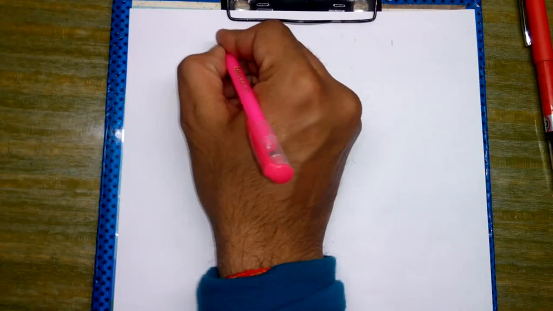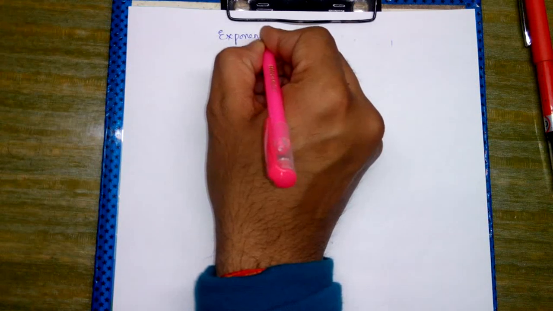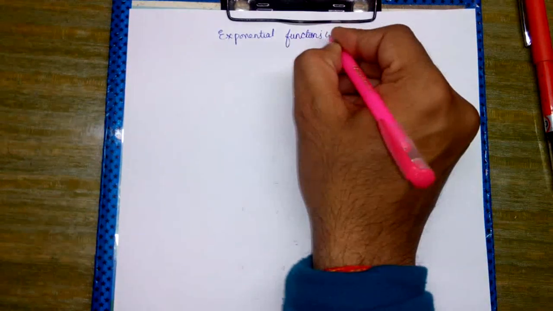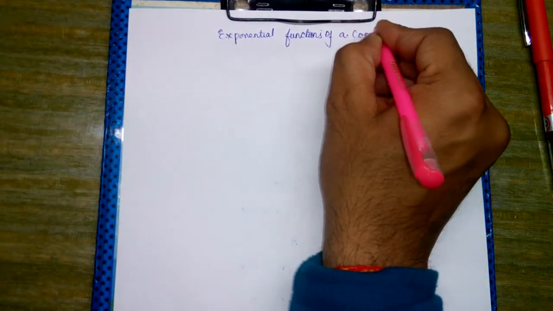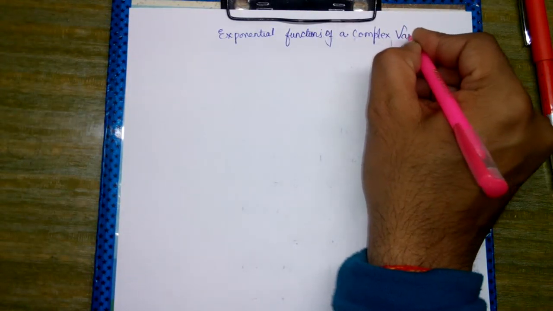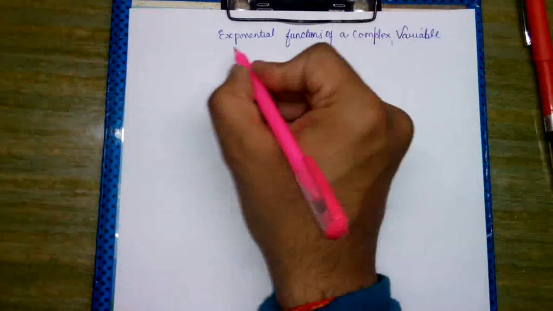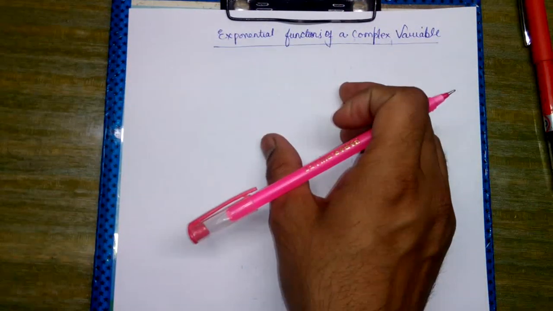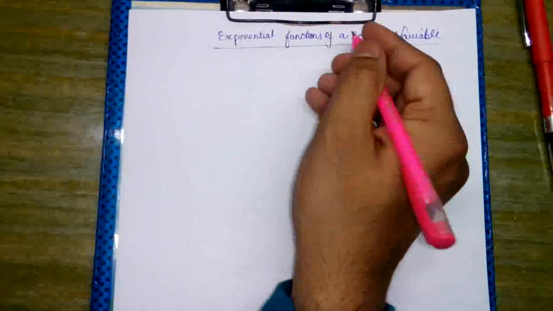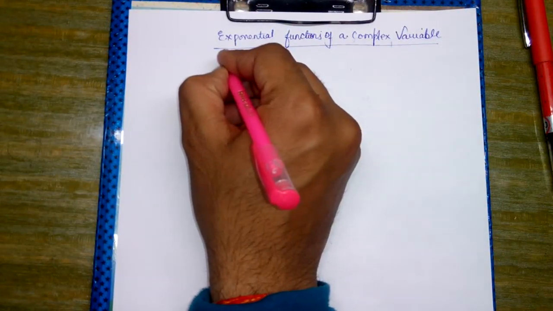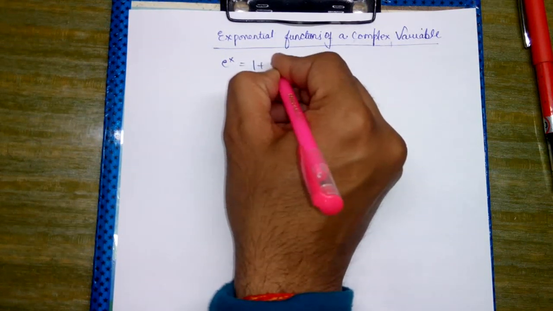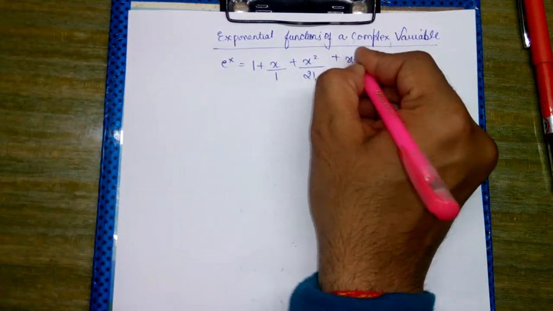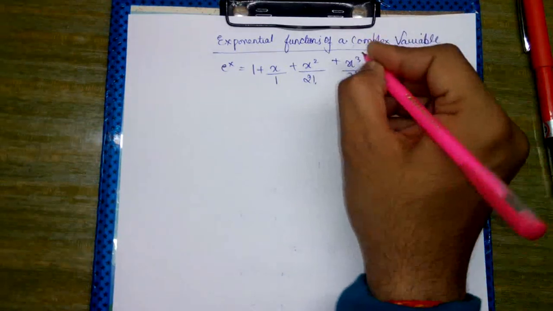Now we will discuss the exponential functions of a complex variable. Okay, so here we will just have a recap of the exponential functions that we have already studied in our 11th and 12th. That is, e to the power x is equal to 1 plus x upon 1 plus x square upon 2 factorial plus x cube upon 3 factorial plus so on.